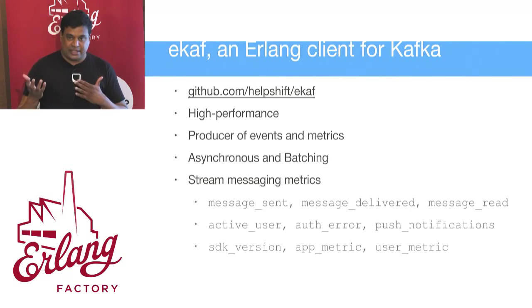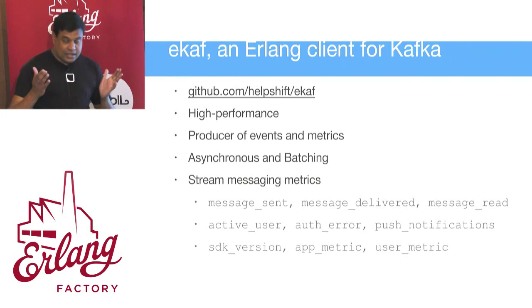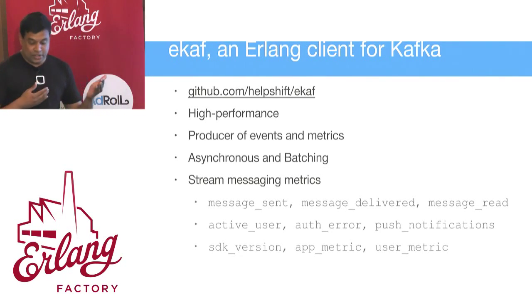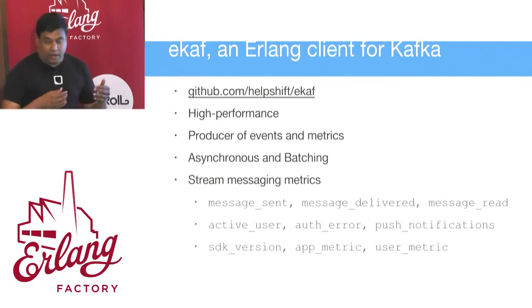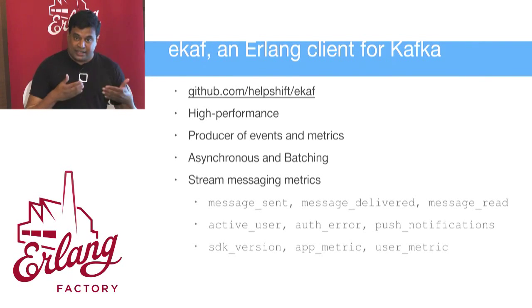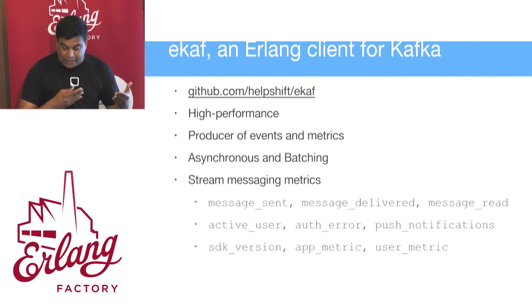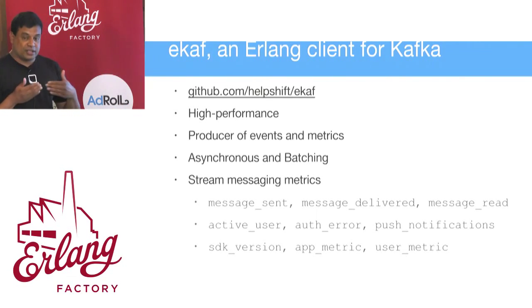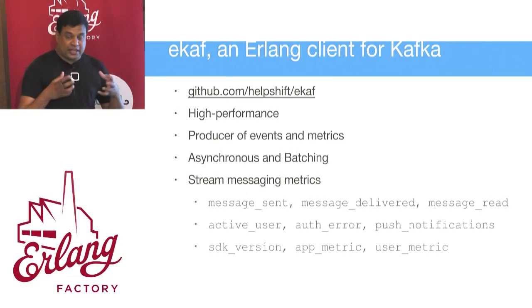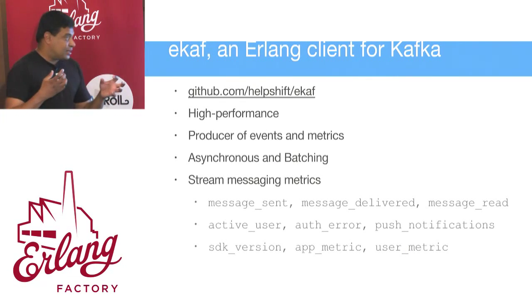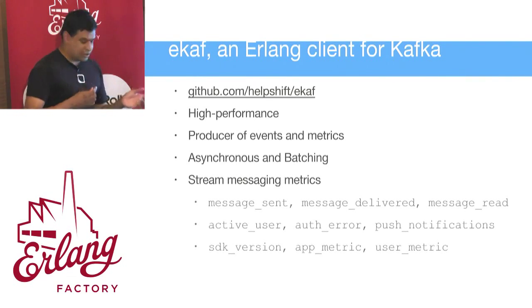We are streaming messaging metrics such as how many messages have been sent for an app, how many messages delivered, how many messages read for a user. Then for application management, how many active users there are for an app. Authentication-related stuff, like how many auth errors happened and how many authentications succeeded. Related to push notifications, how many pushes are sent from our infrastructure to devices, how many push notification errors, and how people are using our SDK versions, app-related metrics and user-related metrics. We have around 150 metrics we are storing. Sorry, I can't put everything here.